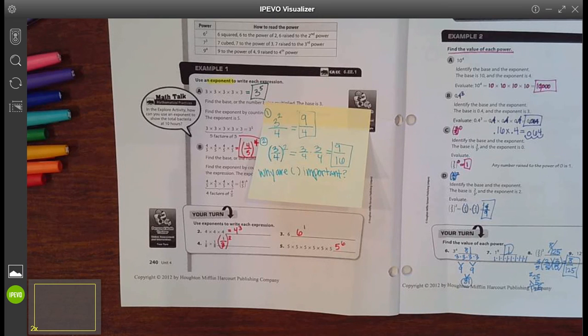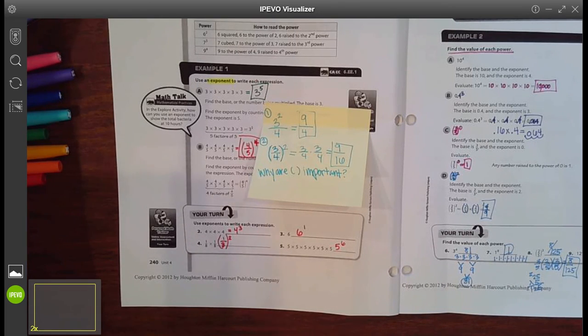All right, good job, my little mathematicians. You have now mastered repeated multiplication, or the fancy word for that is exponents.